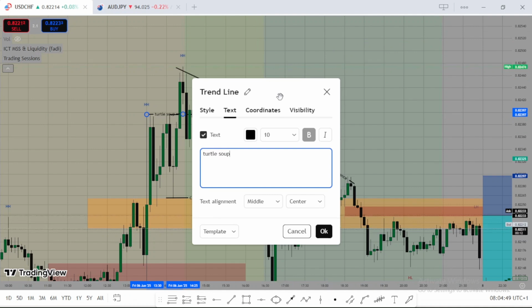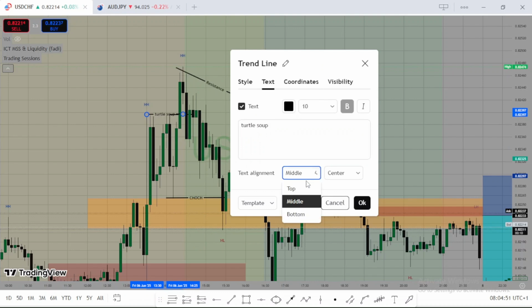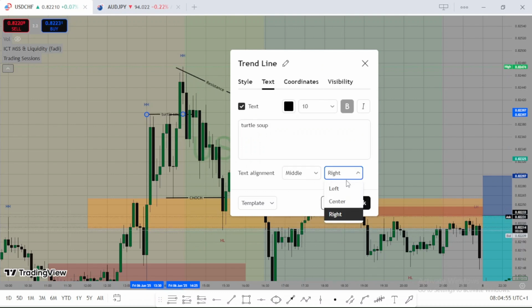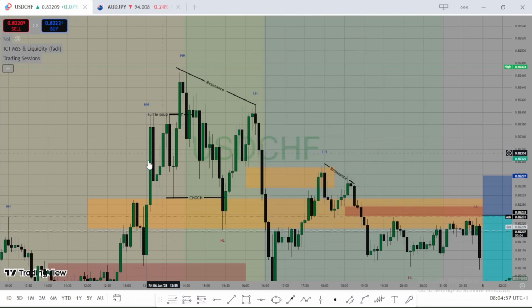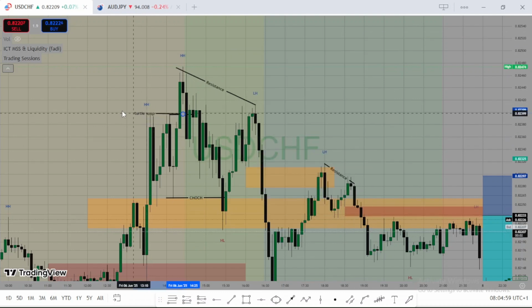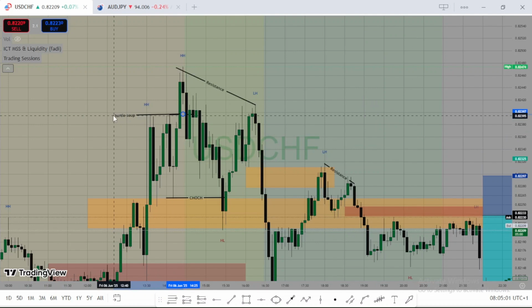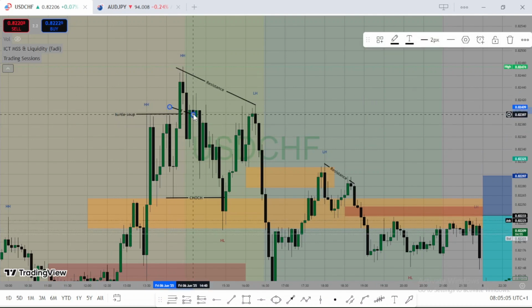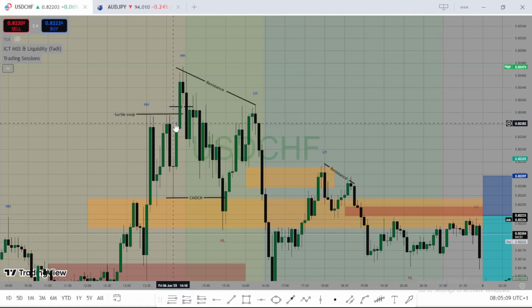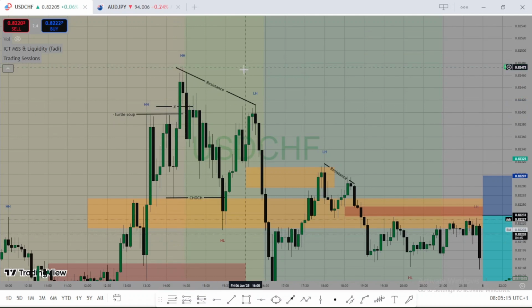I have more time, so I can just write that for you guys. So this is the turtle soup. Let me place that to the right there. Left. Yeah, so this line over here is the turtle soup. Great. Now this one over here was the high. I'm going to put it just above here, but just know that this is the high.